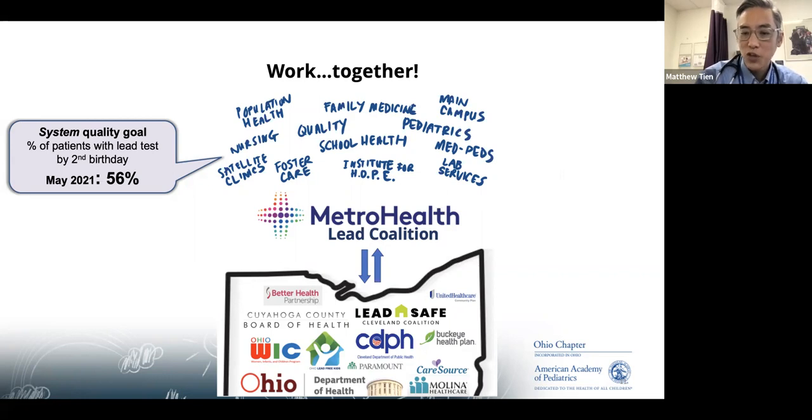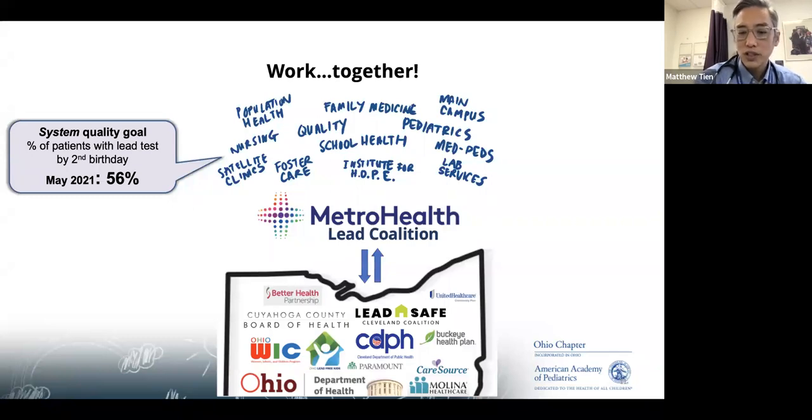If you have a measuring stick, it might not be the best measuring stick, but it was enough to start our work. And we could see that as we were really getting started with putting our team together in May 2021, we were at 56%. So we had plenty of room for improvement. Only 56% of our patients that had turned 2 years old in the prior year had gotten their lead test by that second birthday. So what did we do?